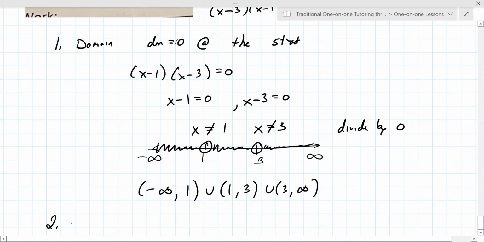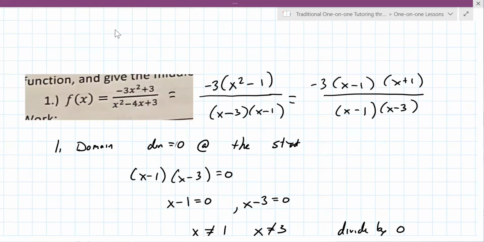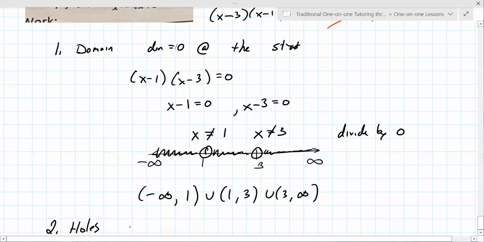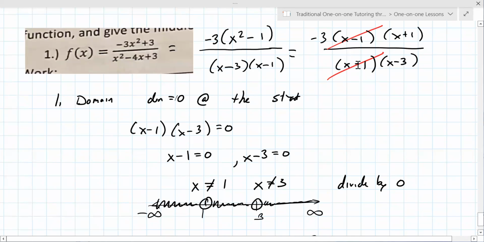All right, the second thing you find are holes. So holes are where the numerator and the denominator cancel. You can see now that there's a hole because X minus 1 cancels, and that is what you set equal to 0. There's a hole at X minus 1 equal to 0, which is X equal to 1. So you have to cancel those out.